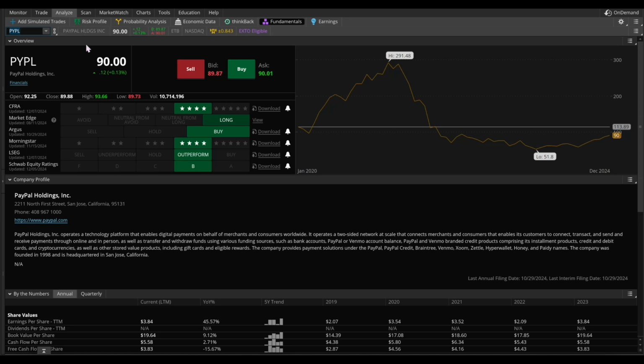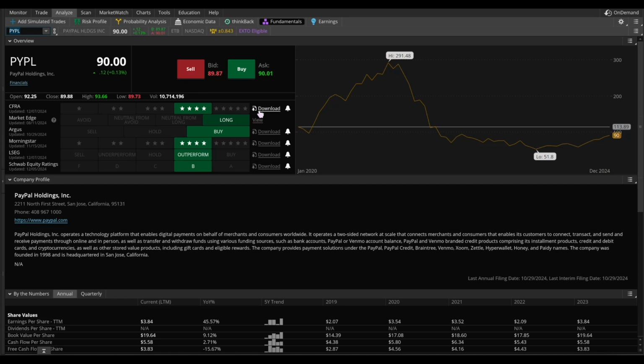Now, as an overview, you can see here they are going to list the actual share price of what the stock is going for. So in this case, PayPal is trading for $90. They also give you an option to click on the financials tab so you can go into detail to get more information.